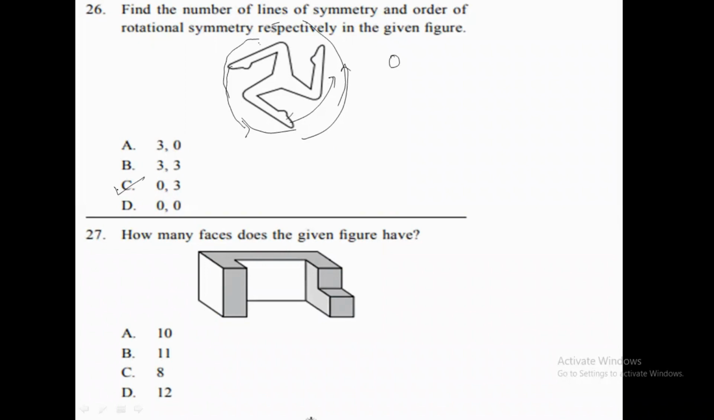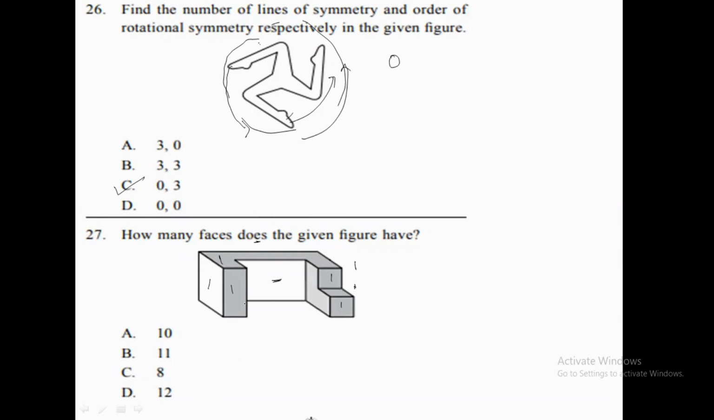Okay, let's move to the next question, question number 27. The question is asking how many faces the given figure has. This one is the first face. The next one will be the second, third will be that, and fourth will be that. Then the fifth face will be this, sixth, now the seventh face can be this, the eighth can be this. Now, that side face can be the ninth face.